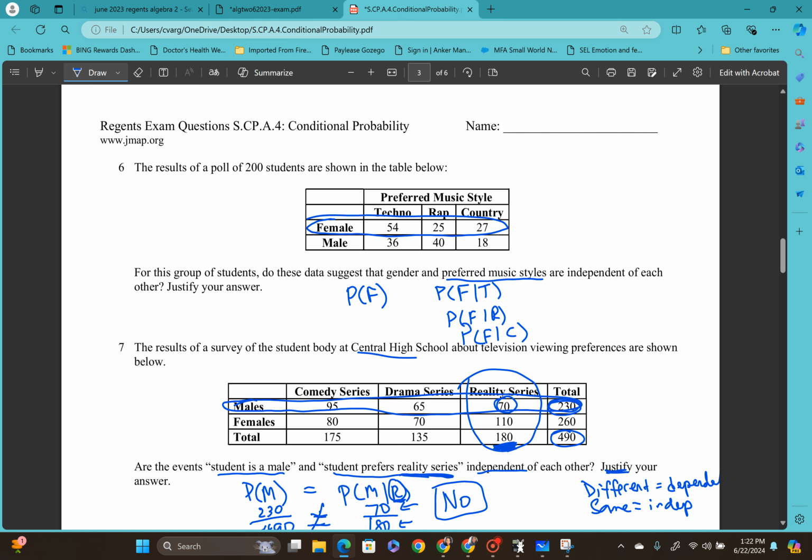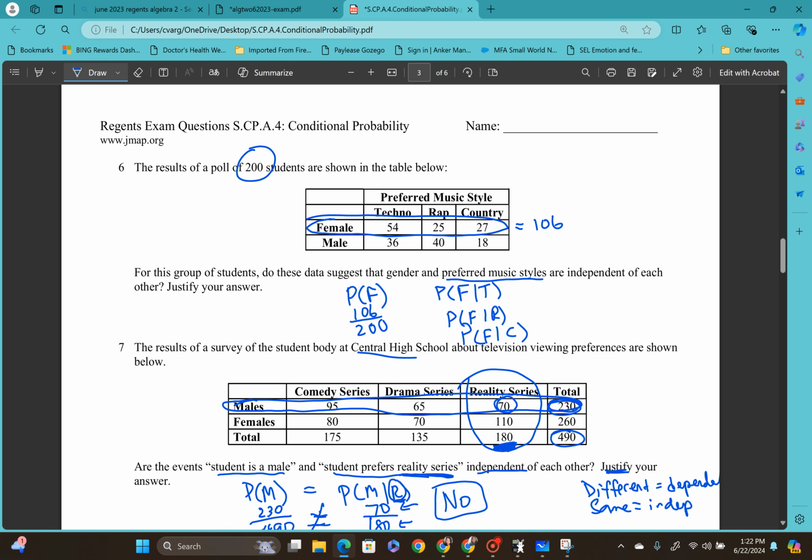So the probability of female. So how many females are there? So we want to take these females, we want to add this up, right? Total number of females. 54 plus 25 plus 27. So the probability of females, how many females are there? There are 106 if we add those up. Okay? Then we have to take the total number of people altogether. So the poll is 200. So the number of females is going to be 106 out of 200. Cool.